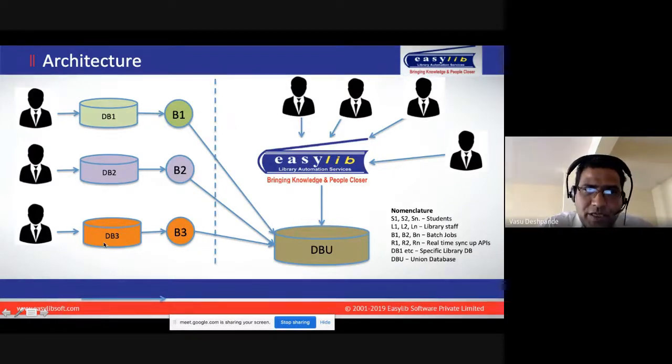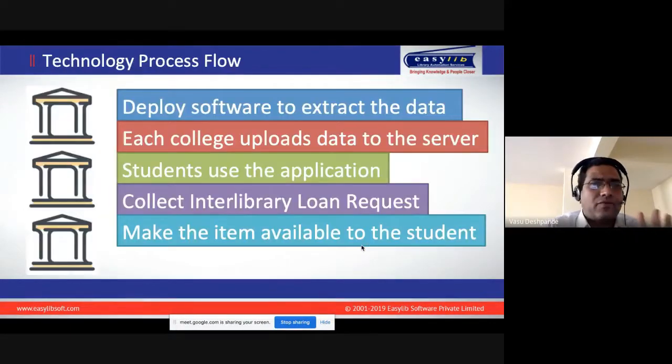All the operations here, issue, return, renewal, new books, everything is done here itself. Only the readable data will come over here. And all these people can access this data, which is a combination of all the 3. Okay, so that is the architecture that we have got. So 5 steps, simple 5 steps in terms of the technology to make it happen.